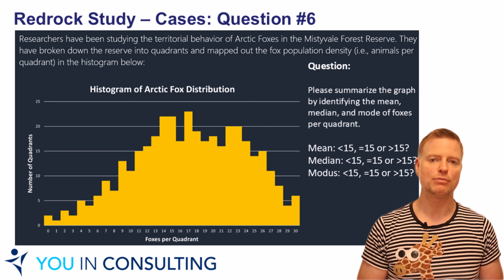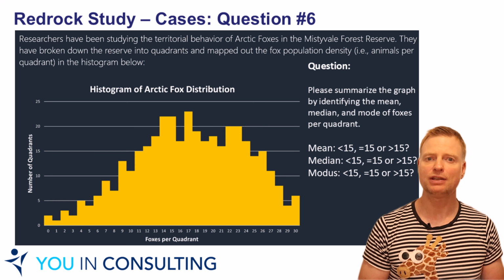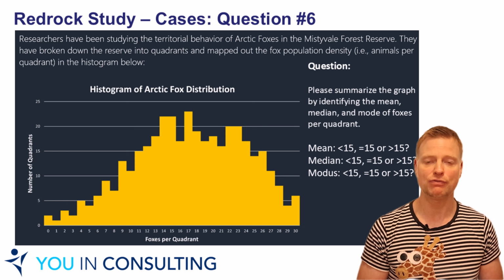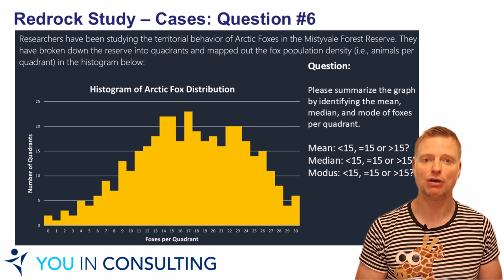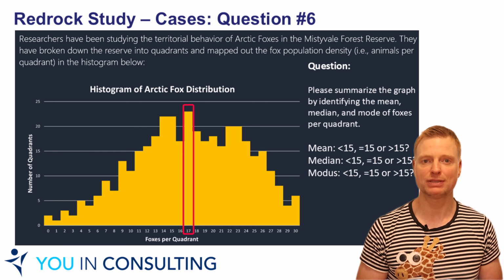Let us consider the modus, which always is the easiest value. It is defined as the single value that appears the most. We can easily infer the exact modus value from the chart. The highest number of sectors is populated by exactly 17 foxes per quadrant, which is greater than 15.